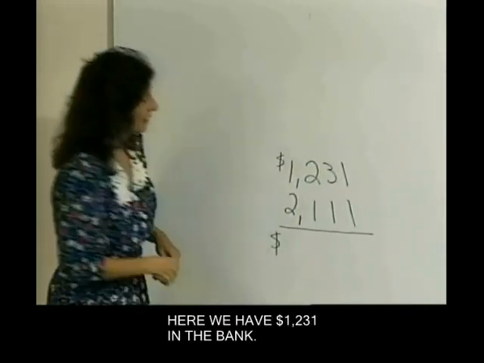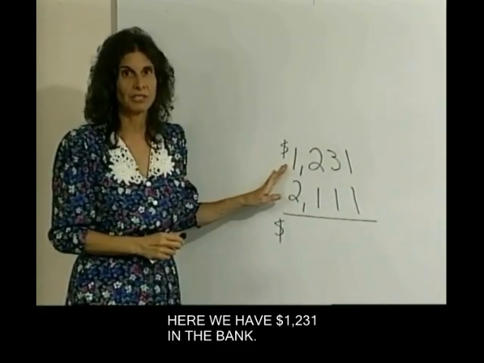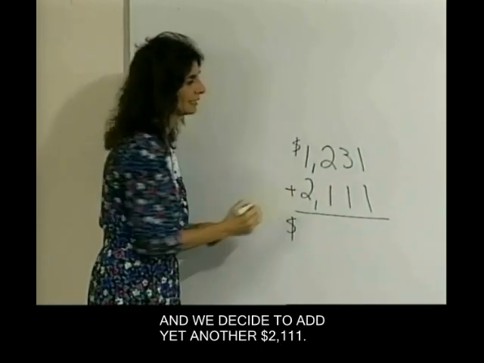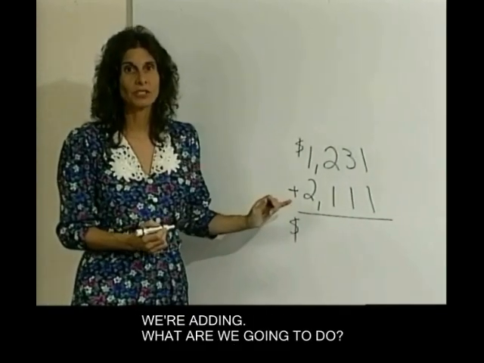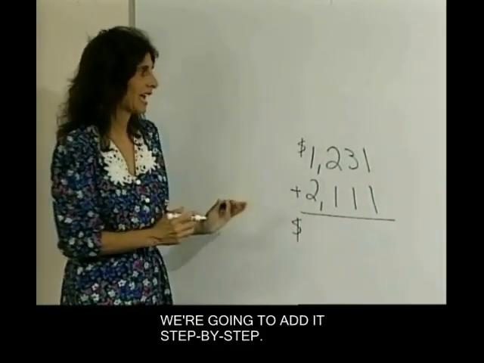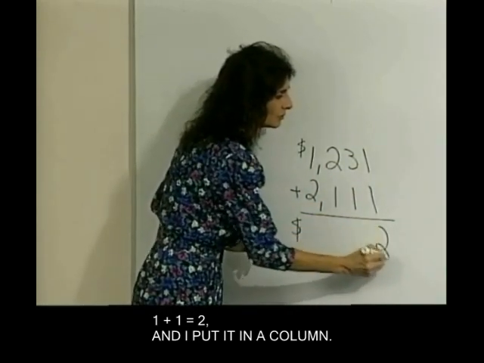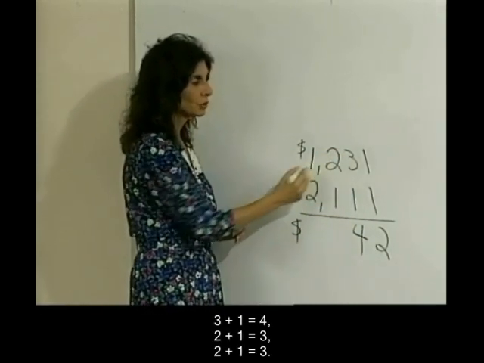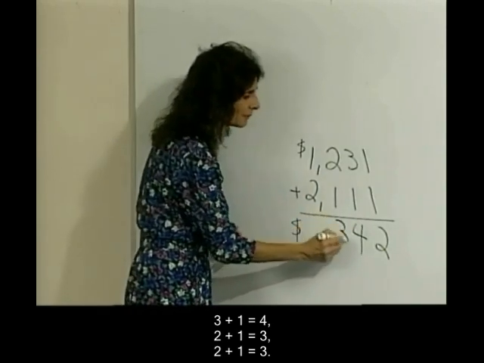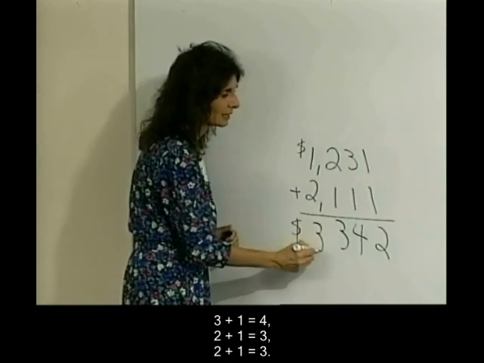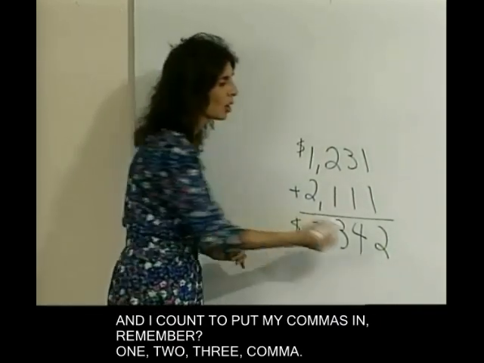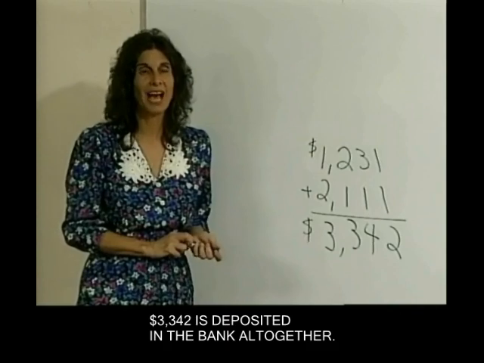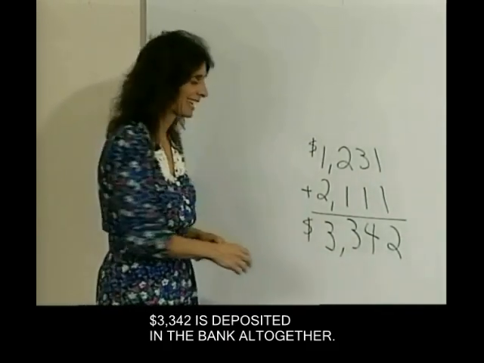Here we have $1,231 in the bank. And we decide to add yet another $2,111. We're adding. What are we going to do? We're going to add it step by step. 1 plus 1 is 2, and I put it in a column. 3 plus 1 is 4. 2 plus 1 is 3. 2 plus 1 is 3. And I count to put my commas in. Remember? 1, 2, 3, comma. $3,342 is deposited in the bank altogether.